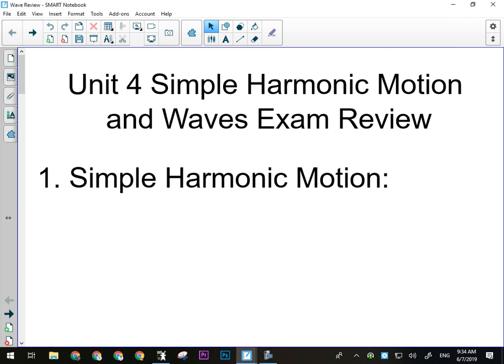Okay, so exam review here, guys, for Unit 4: simple harmonic motion and waves. The first thing we went over in this unit was simple harmonic motion. And on the first day, we talked about the principles of simple harmonic motion.